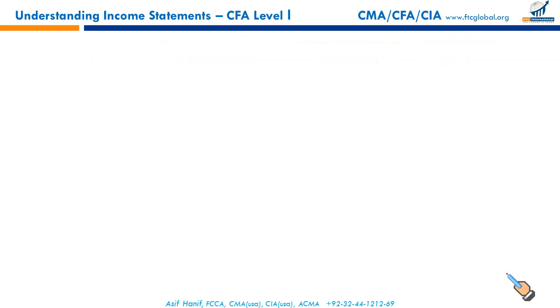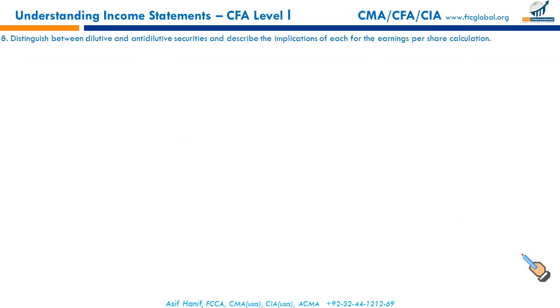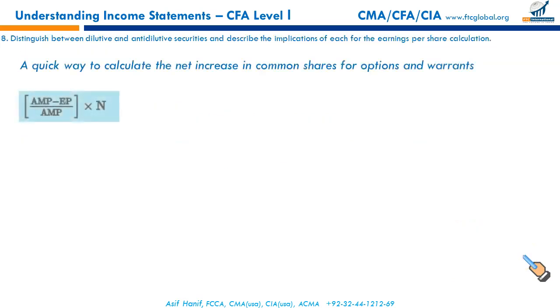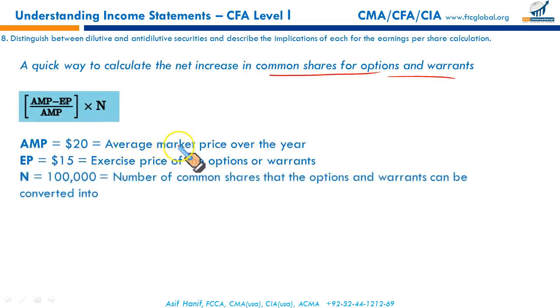This is how we calculate, let's say, the shares issuable from stock options. So this is what we can do. A quick way to calculate the net increase in common shares for options and warrants. Let's say we have some numbers given. Average market price over the year is AMP, that is 20.